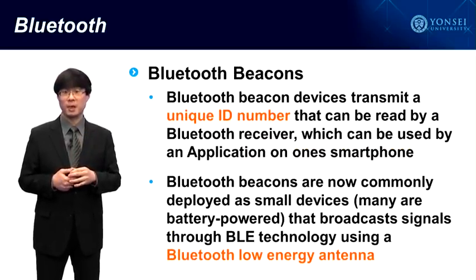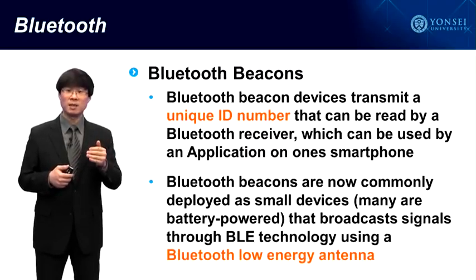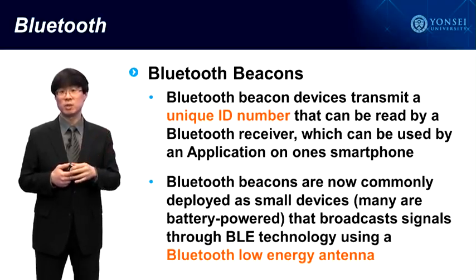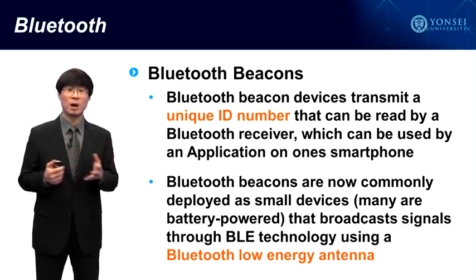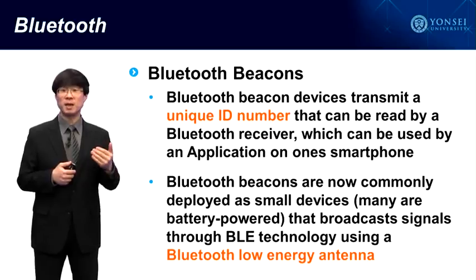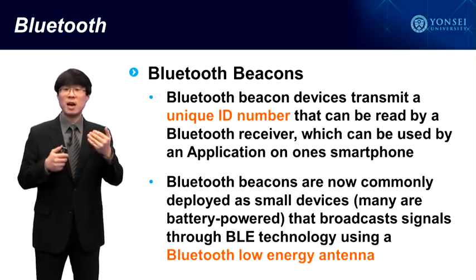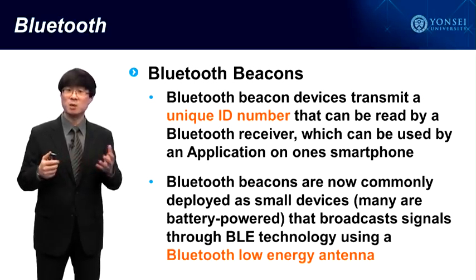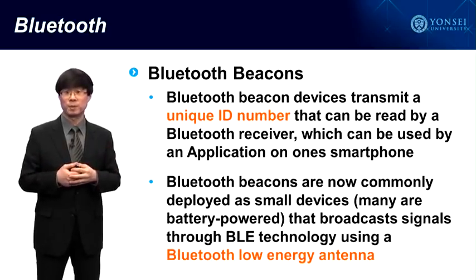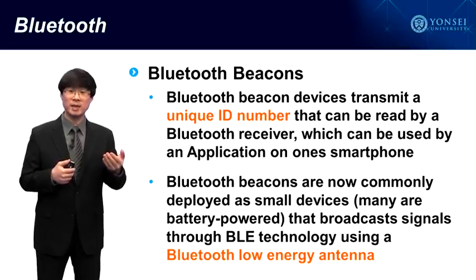Now, there are also Bluetooth beacons. A Bluetooth beacon device transmits a unique ID number that can be read by a Bluetooth receiver, and it can be used by an app on your smartphone. These are now commonly deployed on many different types of small devices, and some of them are actually battery powered. They broadcast the signal through BLE technology using a Bluetooth Low Energy antenna.